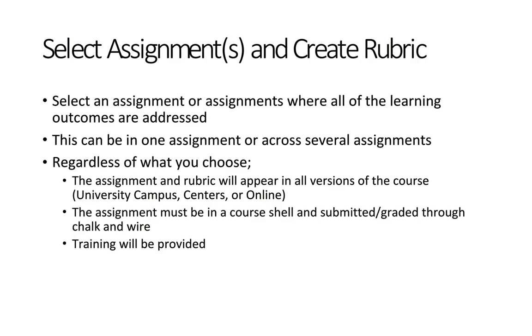Next, select an assignment and create a rubric. So select an assignment or assignments where all of the learning outcomes are addressed in your course. This can be in one assignment or across several assignments. Regardless of whichever you choose, the assignment and rubric will appear in all versions of the course. The assignment must be in a course shell and submitted and graded through Chalk and Wire. And of course, training will be provided to both students and faculty on how to do this.